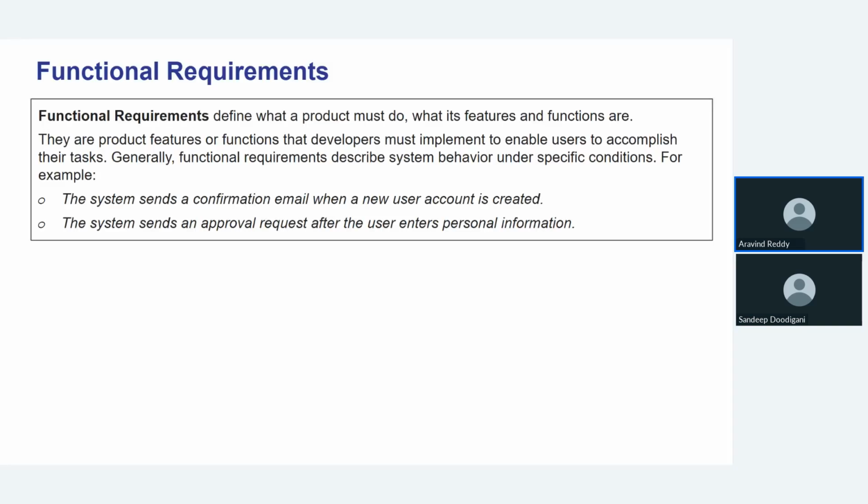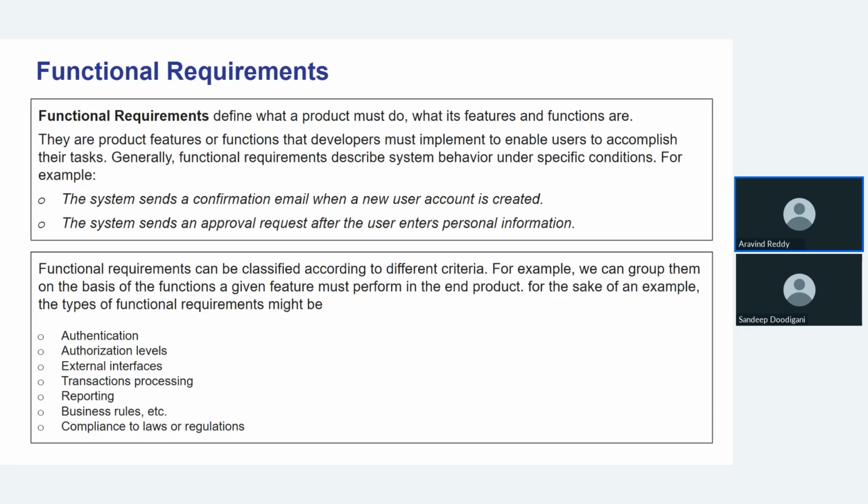The functional requirement defines what a product must do, what the features and functions are. These are the product features or functions developers must implement to enable users to accomplish their tasks. Generally, the functional requirement describes the system behavior under specific conditions. For example, the system sends the confirmation. For example, you are building a web application or working on a GenAI application on a project, and you are implementing some functionalities, like we already discussed. I'm going through the same example.